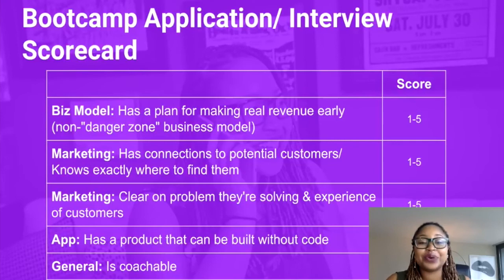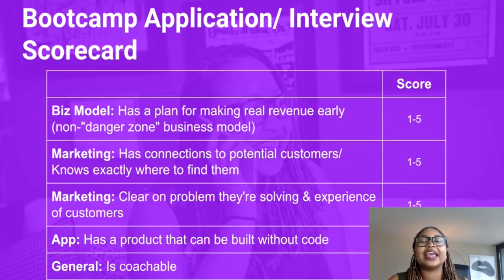Finally, these last 2 were easy, right? Are you building a product that can be built without code? We want to be able to help you. And so that's one of the things we look at. If for some reason there's not a way for us to build your app without code, or not a way for you to be able to build your app without code, we'll let you know.